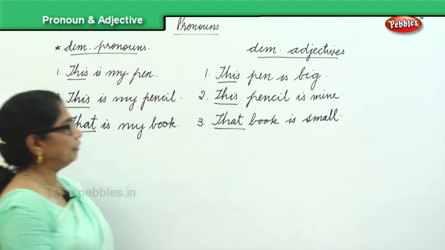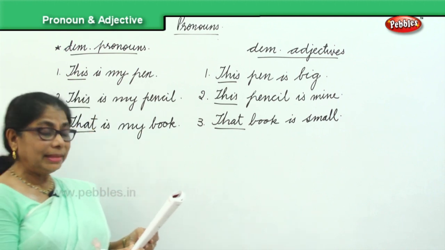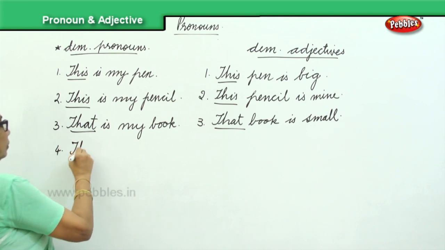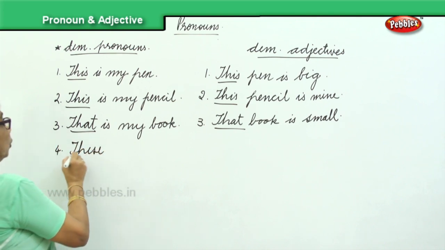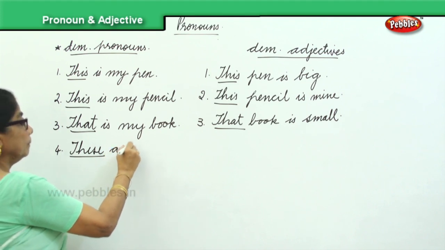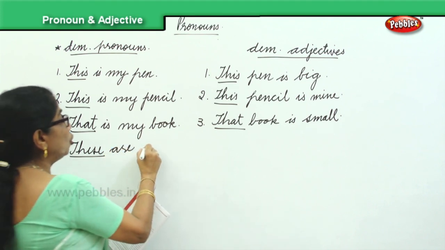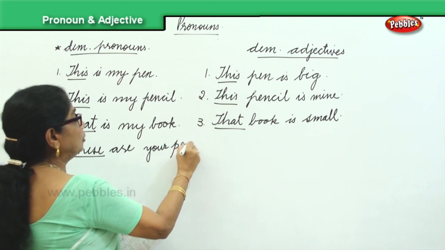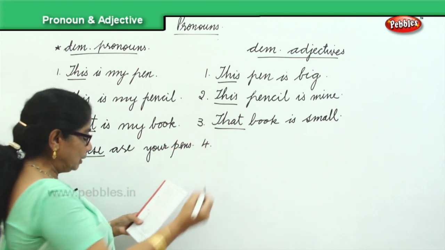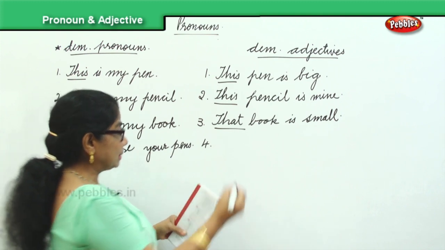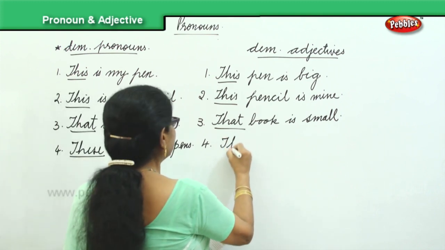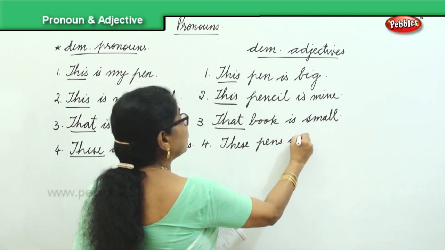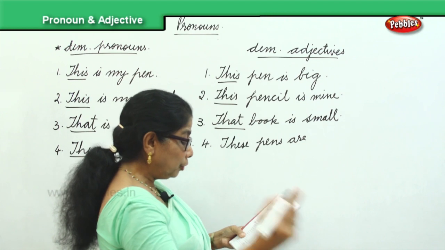Okay, some little difference. Next we have, these are your pens. These, demonstrative pronoun. These are your pens. And in demonstrative adjective, let's look at it. These pens are yours.